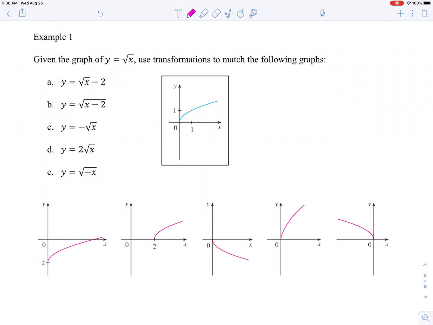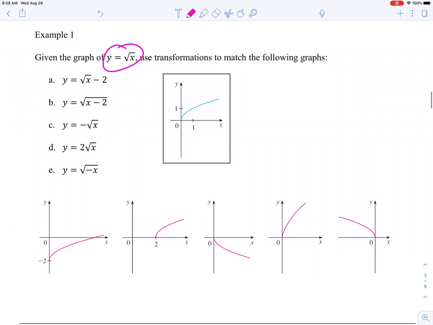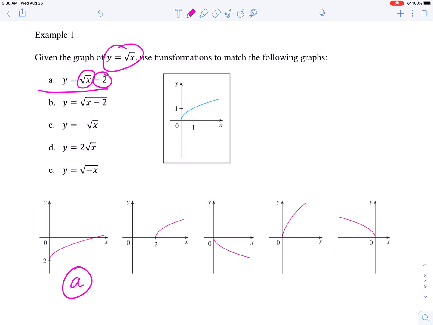All right, so let's look at these different transformations here. So we're going to use the basic graph y equals radical x. So that's that graph right there. Use transformations to match the following graphs. All right, so let's look at the first one. So A, we're taking the function and subtracting 2. So that would bring the whole function down by 2. So there's A right there. We're taking that original graph and bringing it down by 2.